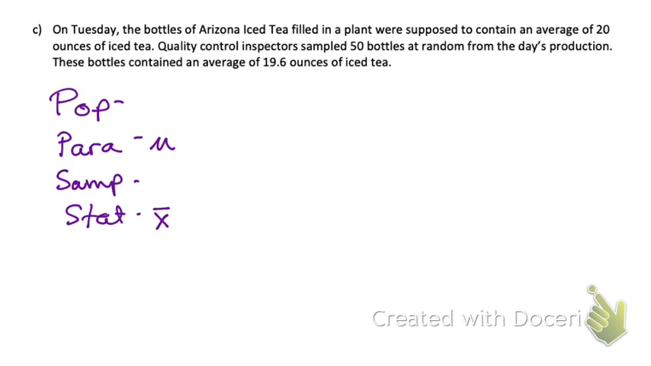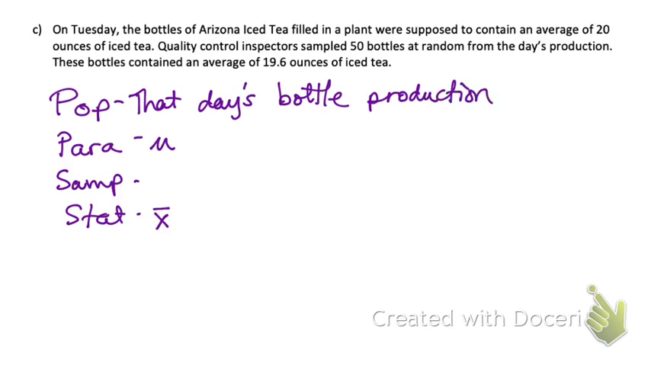What's the population for this problem? That day's production of bottles. Very good. So it's basically all the bottles that day. Okay, that day's bottle production. Good, very good. And what's the sample? The 50 selected bottles. Perfect.